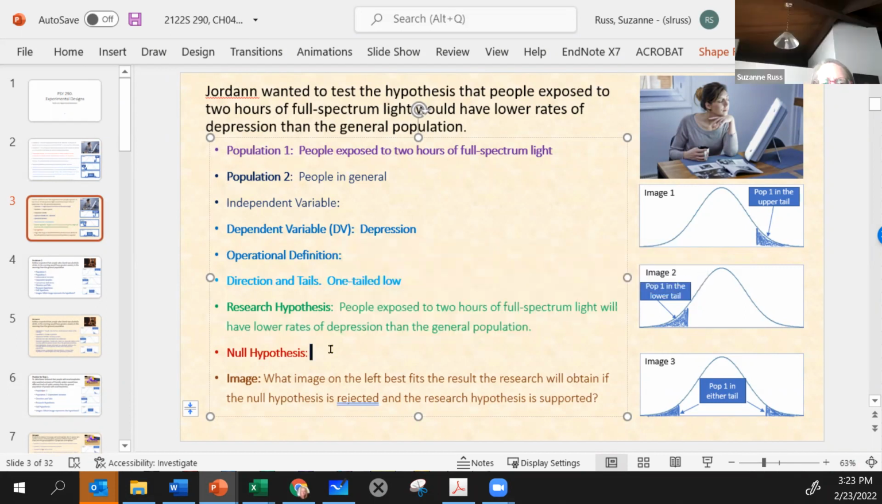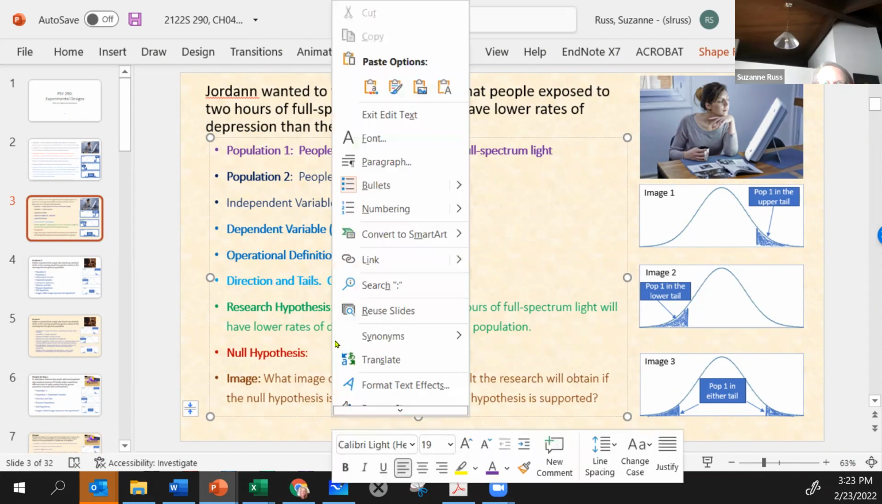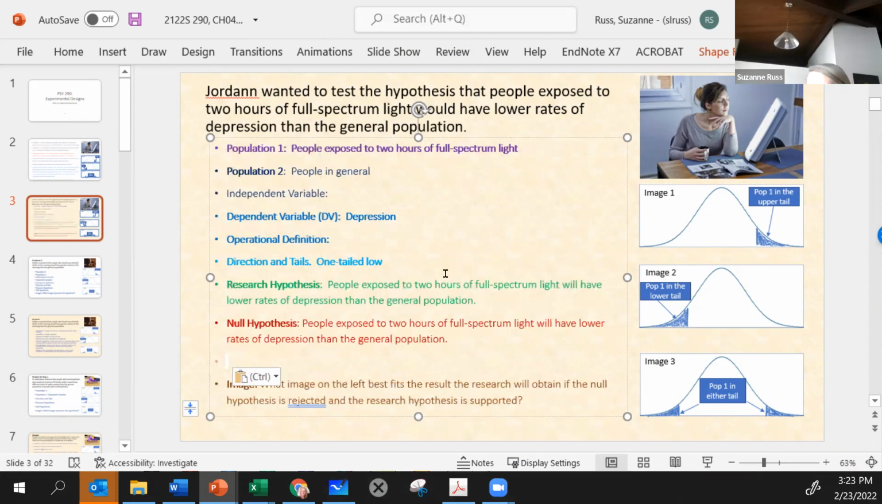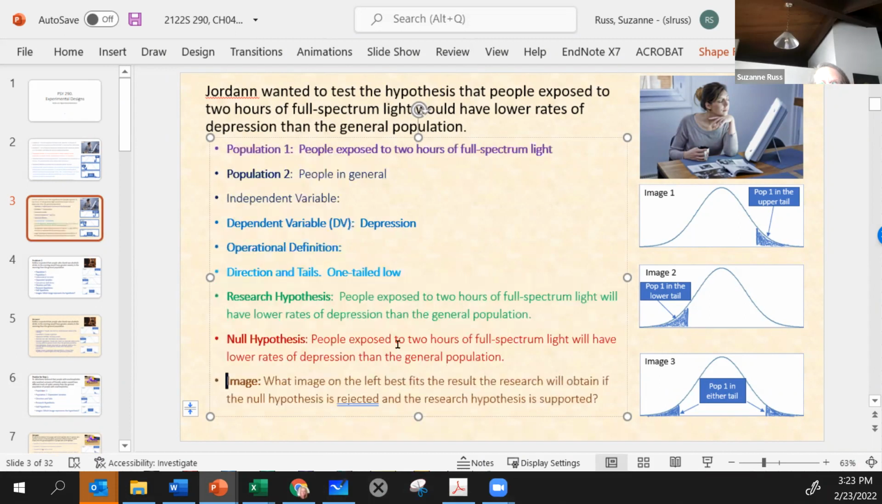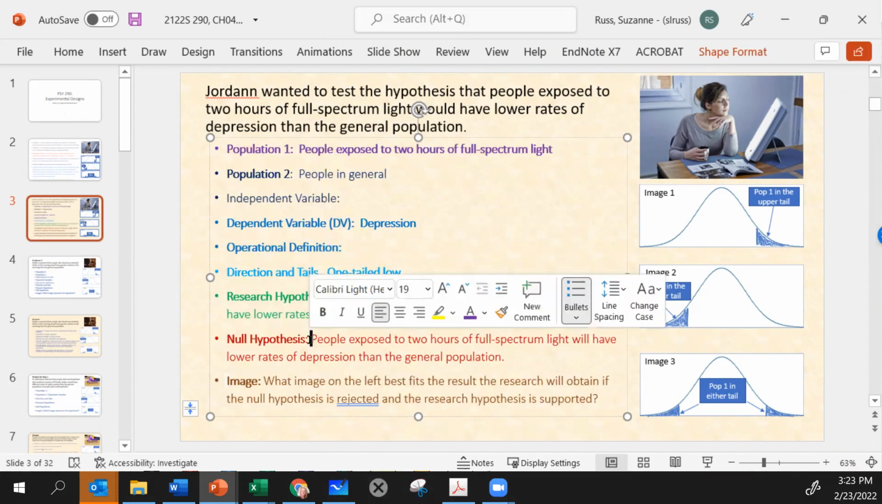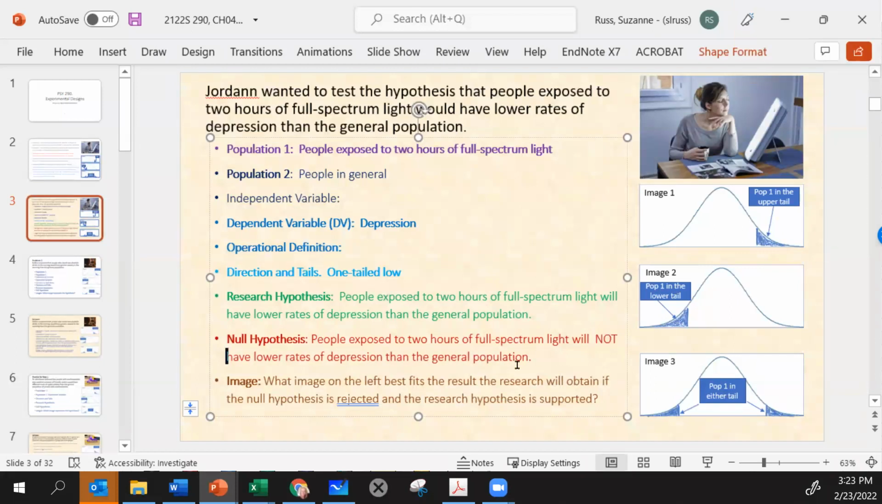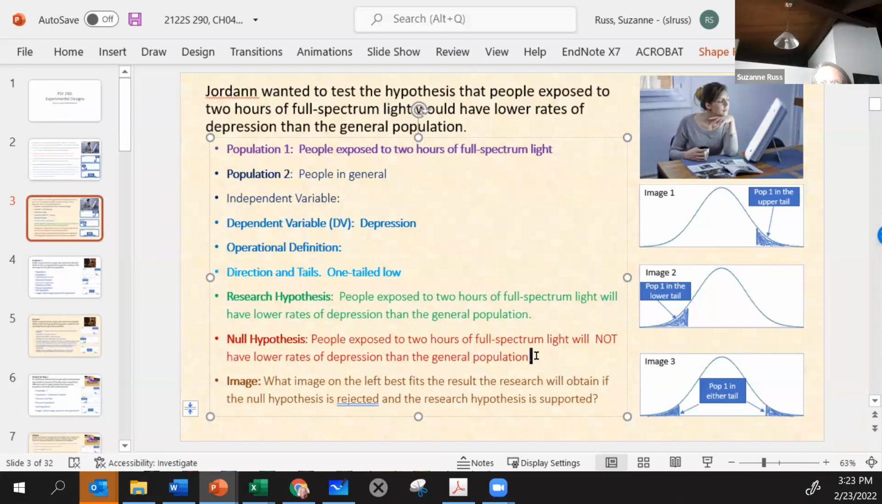The null hypothesis is what we actually test. The null hypothesis says it's not going to be any different, that people who have this light won't be different. And so we just add this word not to it. People exposed to 2 hours of full spectrum light will not have lower rates of depression than the general population.